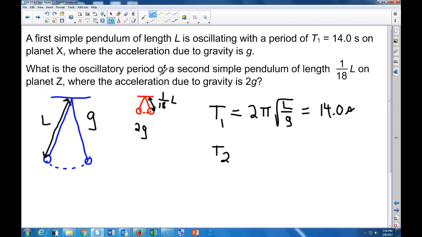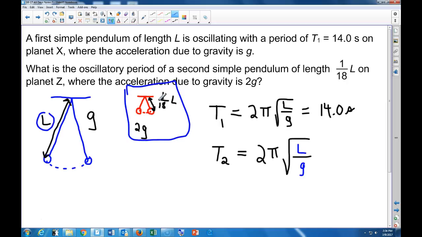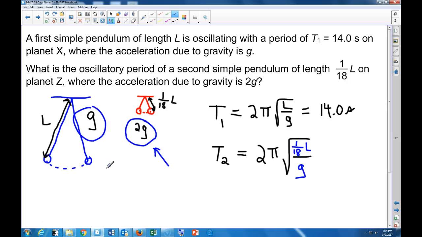Because that's what we're asked to find, the oscillatory period of the second system. So T2, same thing, I do 2 times pi, radical length over g. Now it would be wrong for me to put an L and a g here, because the second does not have the same length L. It is much smaller. Its length is only 1/18 of the original length L. And the g value is stronger, so I can't just put g, because that would imply that this was equal to this, which is wrong. So instead I have to put the 2g. That's the acceleration due to gravity on planet Z.